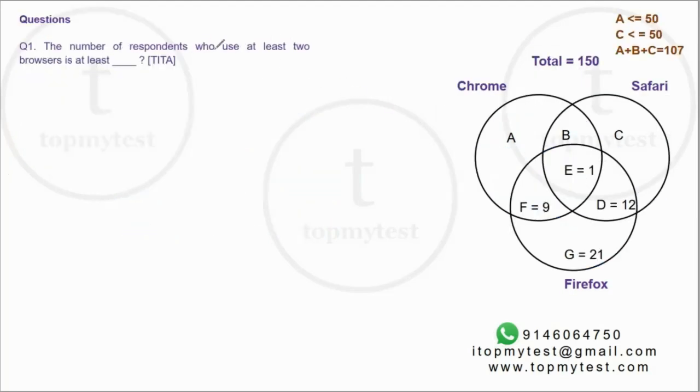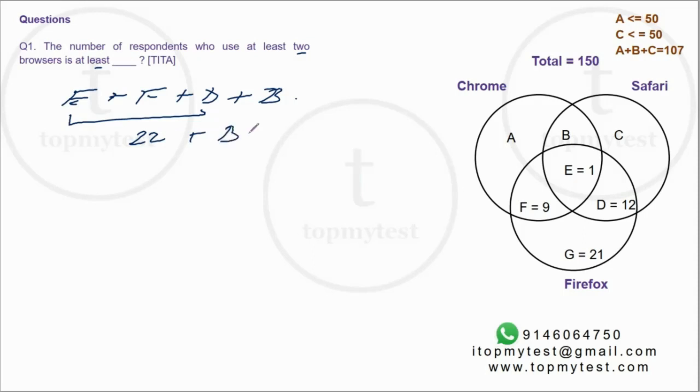Question number 1. The number of respondents who used at least 2 browsers is at least how many? Now, at least 2 browsers will be E, F, D and B. That will be the minimum number. We know E, F and D total is 13 plus 9, 22. I need to minimize this value. Now this value will be minimum when B is minimum. So the question is basically how to minimize B.